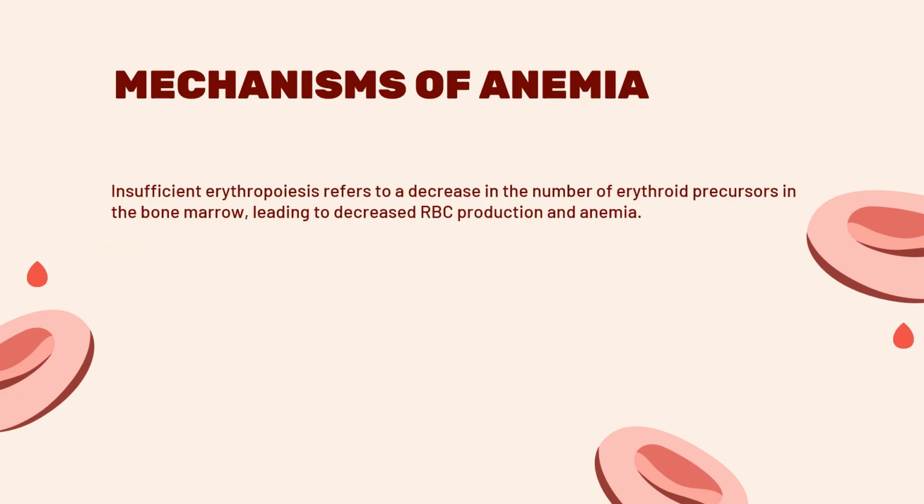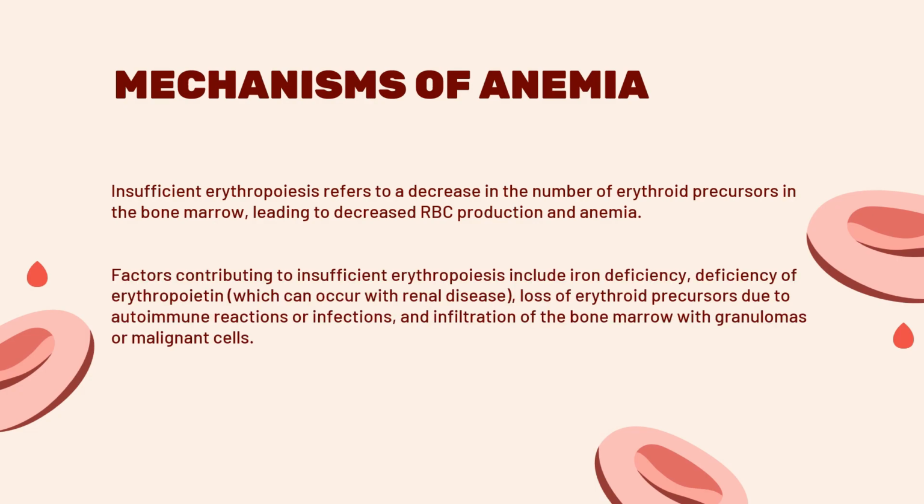Insufficient erythropoiesis refers to a decrease in the number of erythroid precursors in the bone marrow, leading to decreased RBC production and anemia. Factors contributing to insufficient erythropoiesis include iron deficiency, deficiency of erythropoietin, which can occur with renal disease, loss of erythroid precursors due to autoimmune reactions or infections, and infiltration of the bone marrow with granulomas or malignant cells.